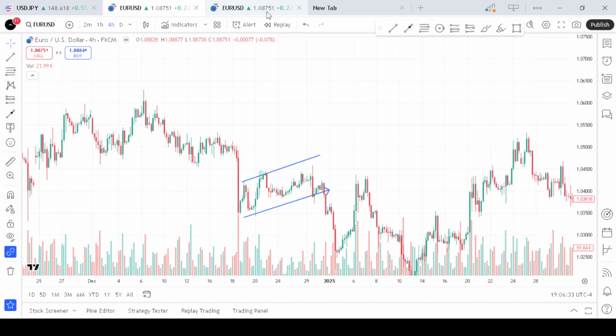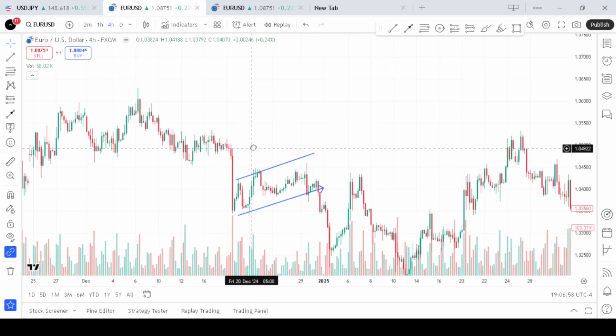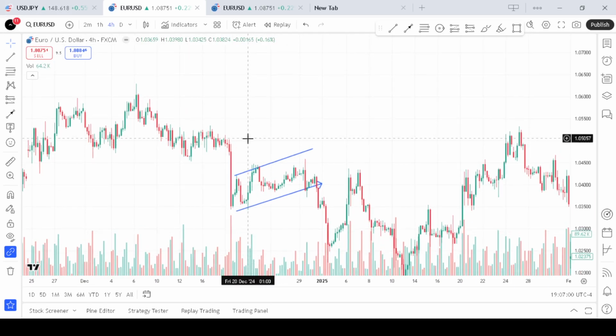Now let's see how we can apply the ultimate bull flag and bear flag pattern to our trading strategies. Applying the ultimate bull flag and bear flag pattern to our trading strategies requires precision and discipline. This approach combines pattern recognition with strategic entry and exit points to maximize your trading potential. We begin by identifying the overall trend in the market. You can use moving averages, or we can use market structure or price action.